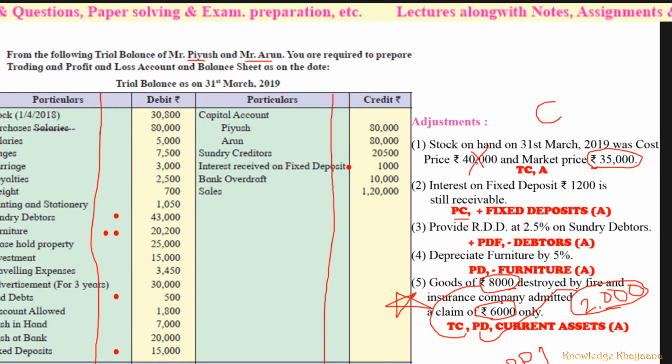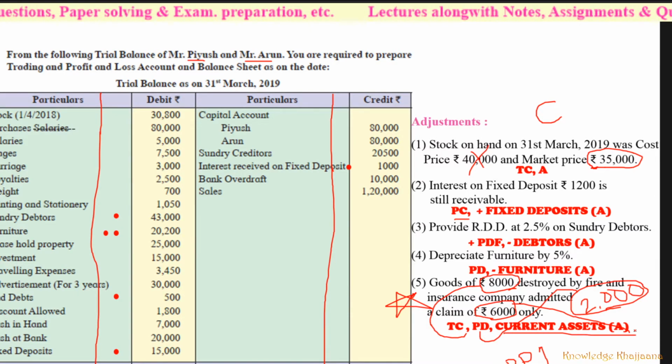And we got 6,000 rupees against our claim. So 6,000 we can record as a current asset on the asset side of the balance sheet, right? Because our claim has been admitted against the loss of rupees 8,000. So that is an asset for us. So we can record the rupees 6,000 which we will get at the current asset side.